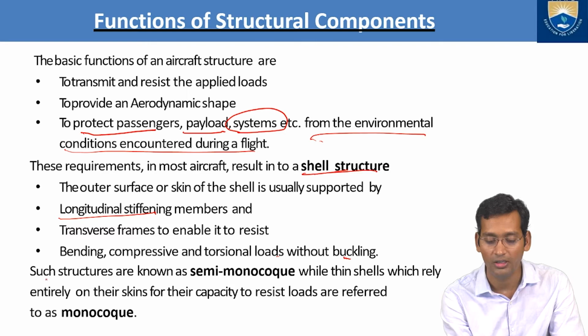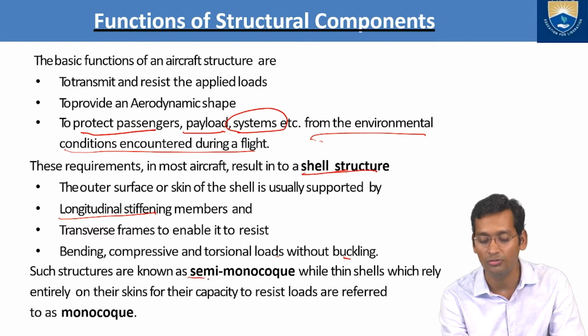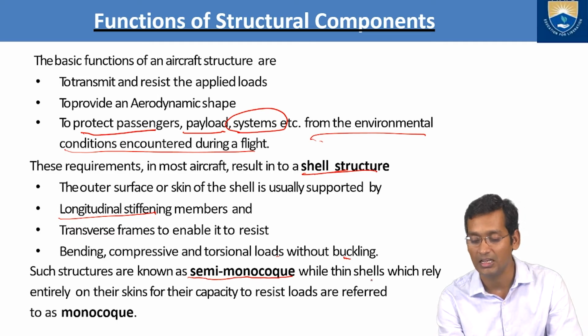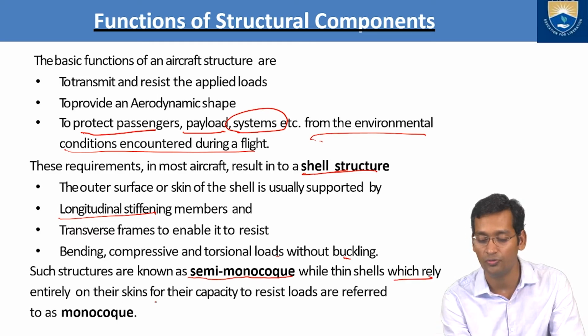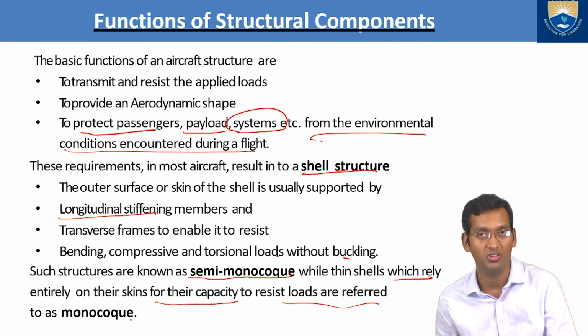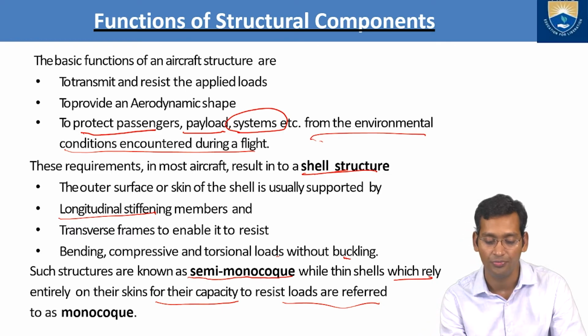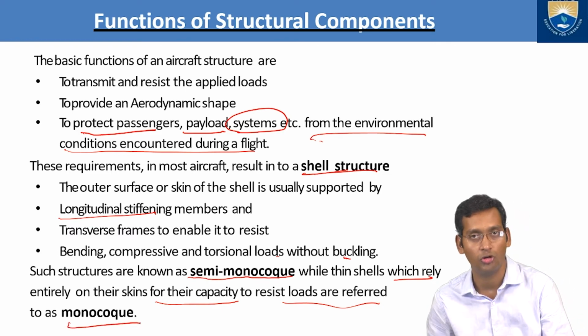Next, what structure should we have? We are using semi monocoque. Thin shells which rely entirely on their skin for their capacity to resist load are referred to as monocoque. The substructure is semi monocoque and the main structure should be of the monocoque type.